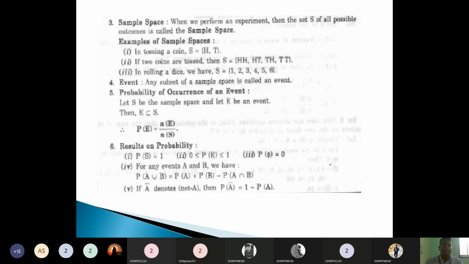Sample space. Sample space is nothing but the total number of possible outcomes of the random experiment. For throwing a single coin, the sample points are H and T, head or tail. When you throw 2 coins, the sample points will be HH, HT, TH, TT. So when you throw 2 coins, you'll get sample points like this.